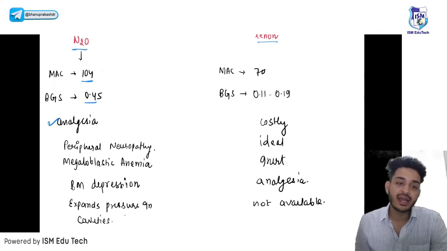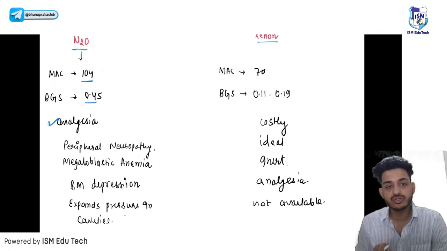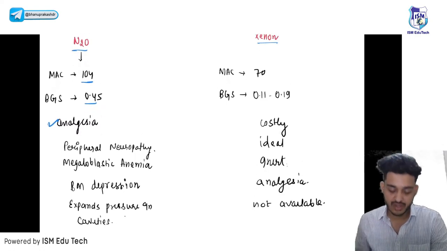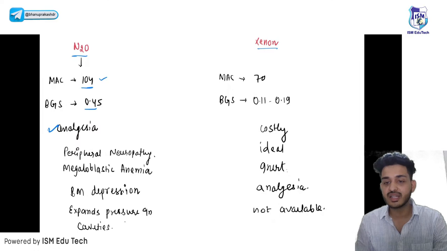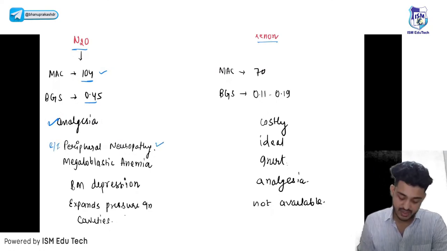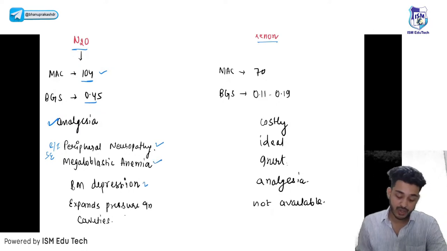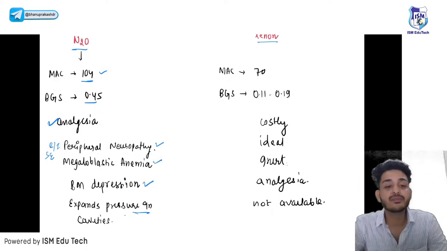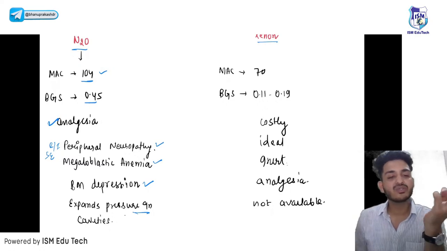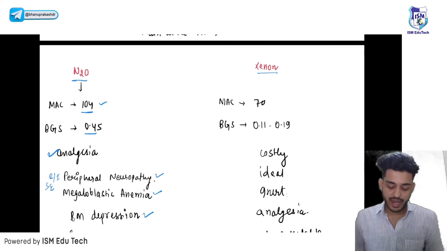It will act as an analgesic. We cannot solely use nitrous oxide for the purpose of anesthesia, okay? Nahi use kar sakte, because MAC is too much, 100% se zyada kya doge, right? So we can use it for the analgesia purpose, but there are some contraindications. It can cause peripheral neuropathy. There are some side effects, like it can cause megaloblastic anemia, bone marrow depression, and it will expand the pressure in the cavities. So agar koi cavity wala surgery karna hai, to we try to avoid the N2O, okay?